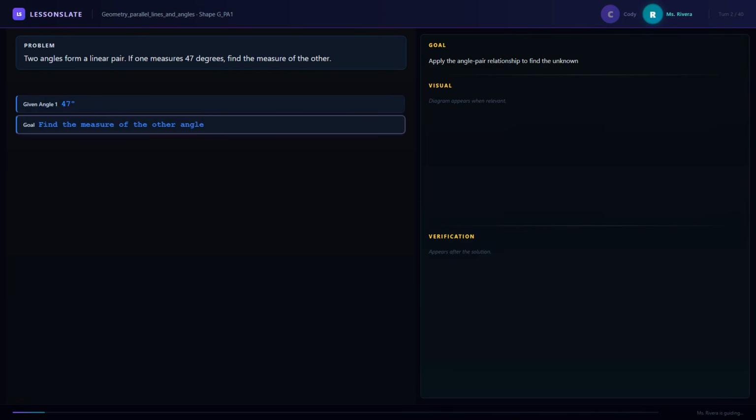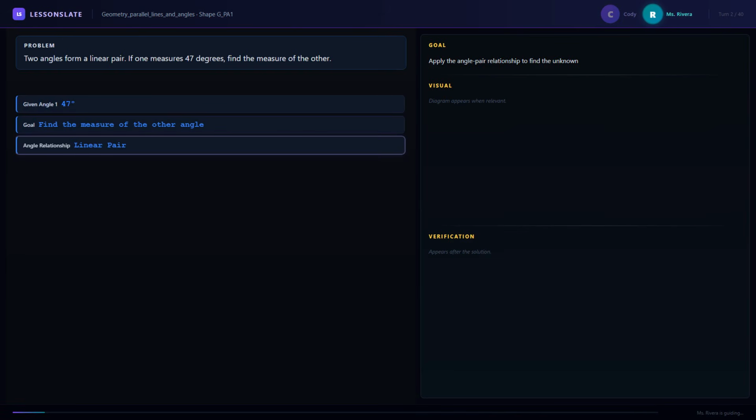All right, Cody, let's read this one together. The phrase linear pair is exactly what unlocks this problem, but it has a very specific meaning. Before we dive into calculations, what information has the problem given us, and what are we trying to find? Okay, so it gives us one angle, which is 47 degrees, and we need to find the measure of the other angle that forms the linear pair with it.